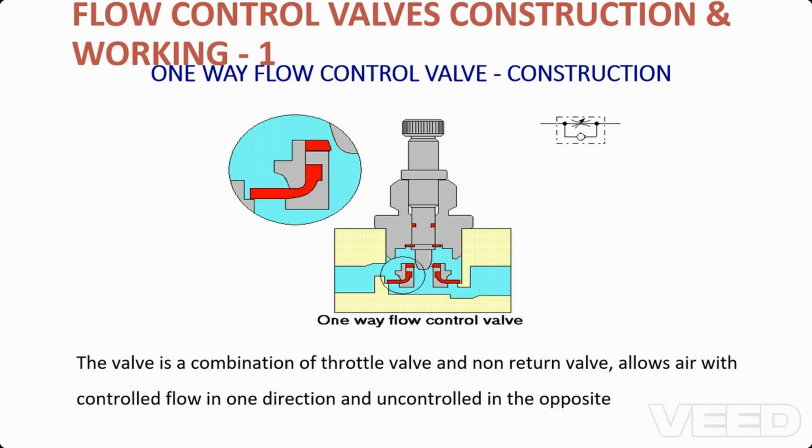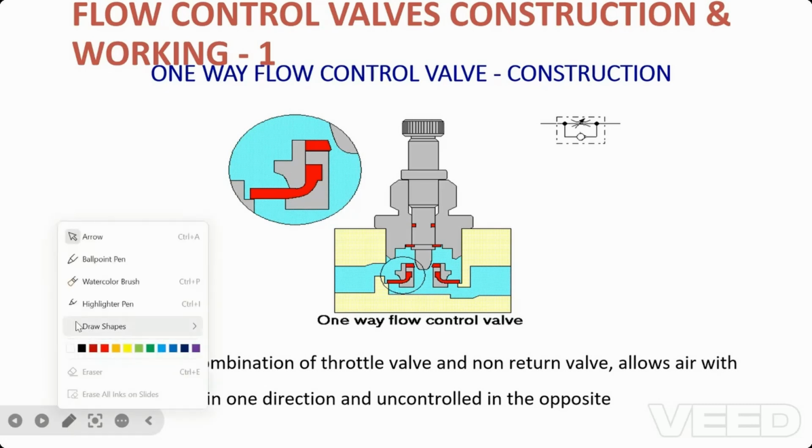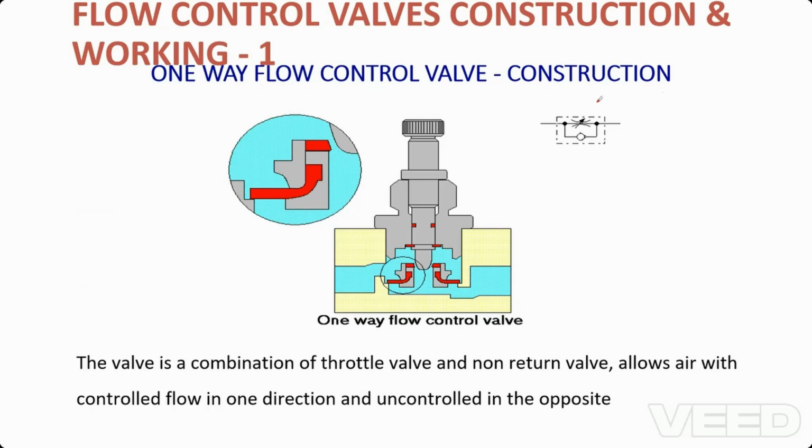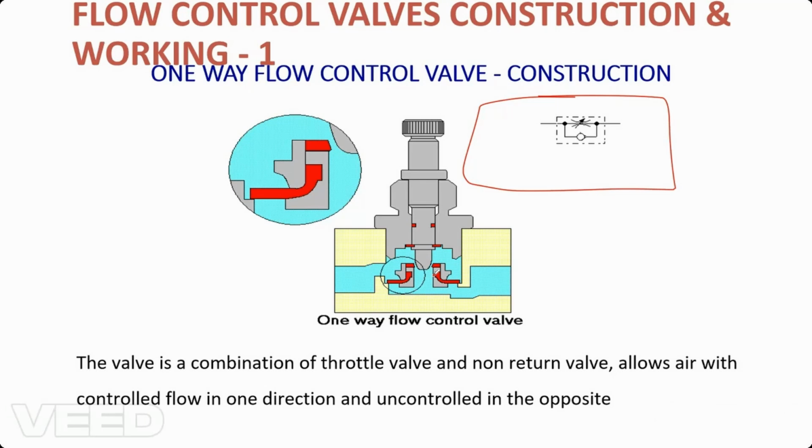On the top right corner, we can see the symbol which is being used. Okay, so it is simple. By the name itself, the one-way flow control valve will control the flow of air in one direction, so that whatever air is entering into the cylinder can be reduced or slowed down, and in the opposite direction there will be no control of the flow.